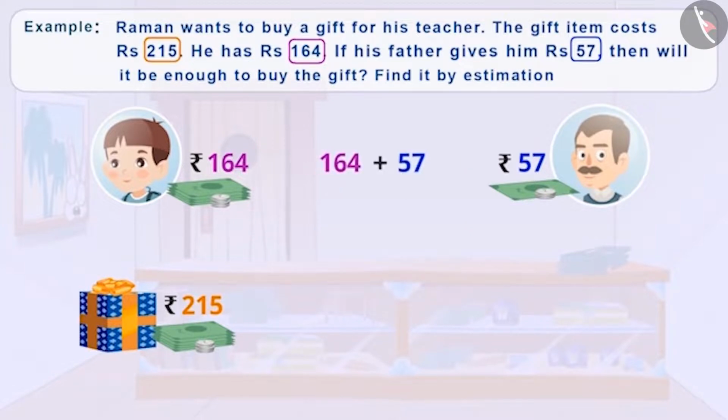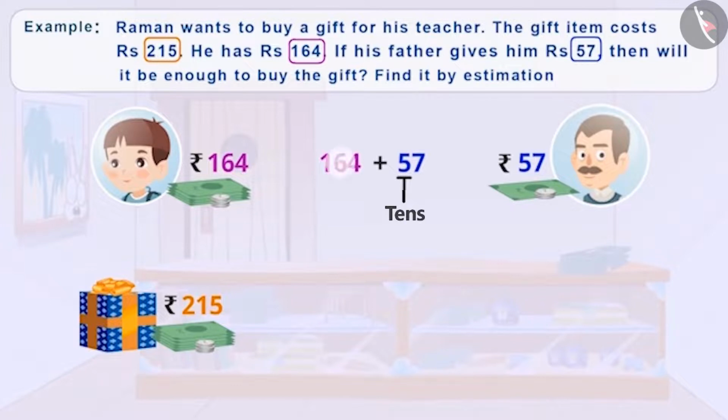Whenever there is addition or subtraction, let's consider the smallest number. Here, 57 is the smallest number. Then, find the highest place value of that number. The highest place value in 57 is tens. So, we will approximate both the numbers to tens place.